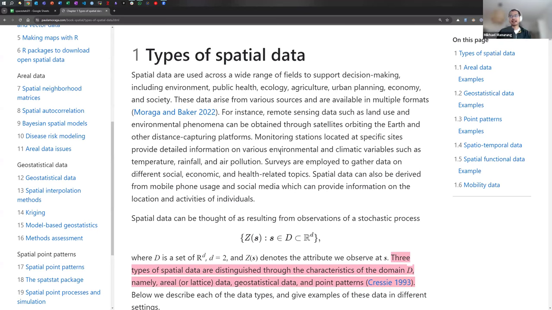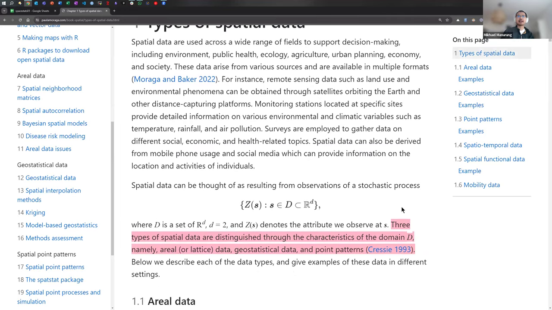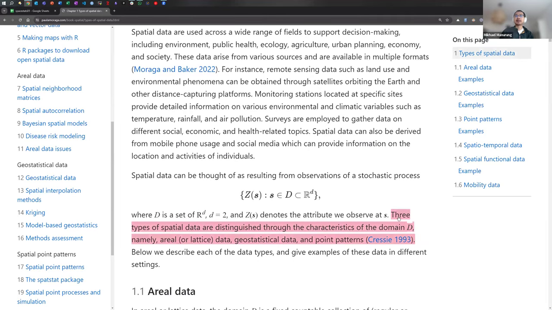So spatial data, apparently there are a lot of types of spatial data. At first, it's a bit confusing to me because here, the authors say that there are three types of spatial data, but then I see six types or six subchapters in this chapter one. But then apparently, as we will see later, the fourth, fifth, and sixth can be seen as a combination of all of these three types of spatial data in one way or another.